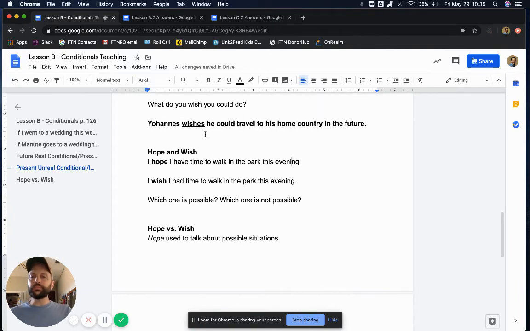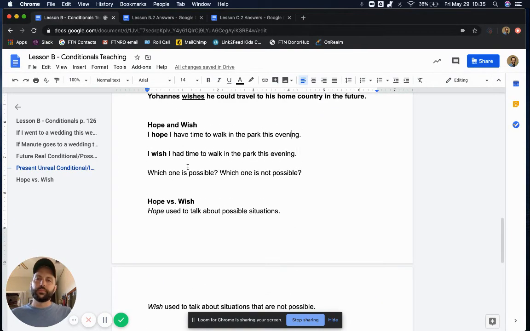Now, with these two examples, you can see the differences already. Let's not focus on all of that here, but just listen to them and listen to how they're different. I hope I have time to walk in the park this evening. I hope I do. Do I feel very sure about it, very certain about it? Yeah, a little bit. I hope I do. I hope I have time. But listen to this one and how it's different.